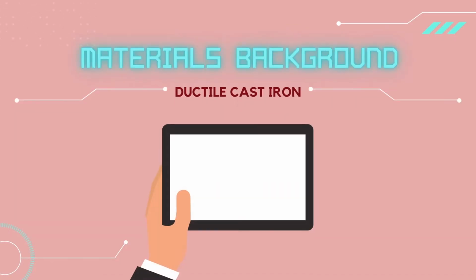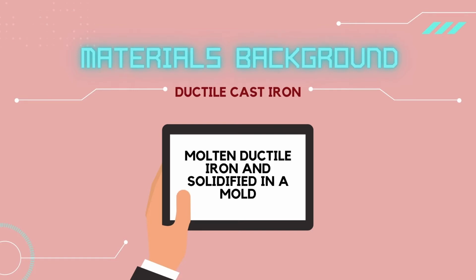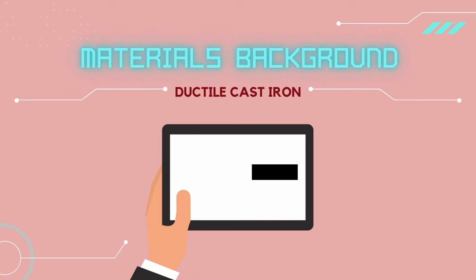The ductile cast iron has a grade of 60-40-18 with ASTM A536. It is a solid metal specimen produced from molten ductile iron and solidified in a mold. The maximum percentage of composition of this iron is 3.8% carbon, 0.3% manganese, 2.5% silicon, 0.08% chromium, 0.5% nickel, 0.2% copper, and 0.055% magnesium.